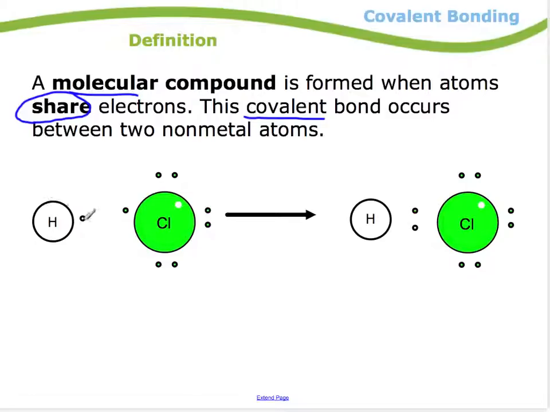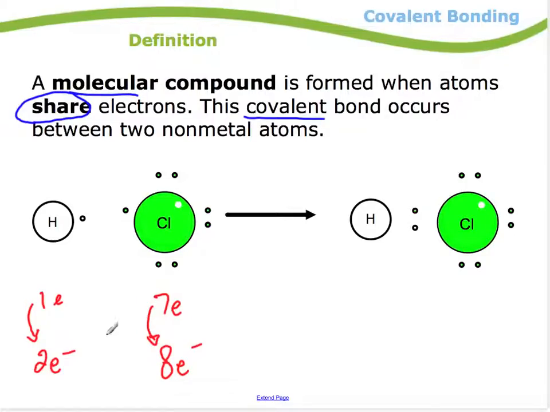Hydrogen, as it only has one electron, wants to have two electrons. It's going for two electrons in its outside shell or valence shell. Chlorine is going for 8 electrons. Currently it's got 7. Currently this one only has 1. So if this one can add 1 and this one can add 1, they'd be happy.